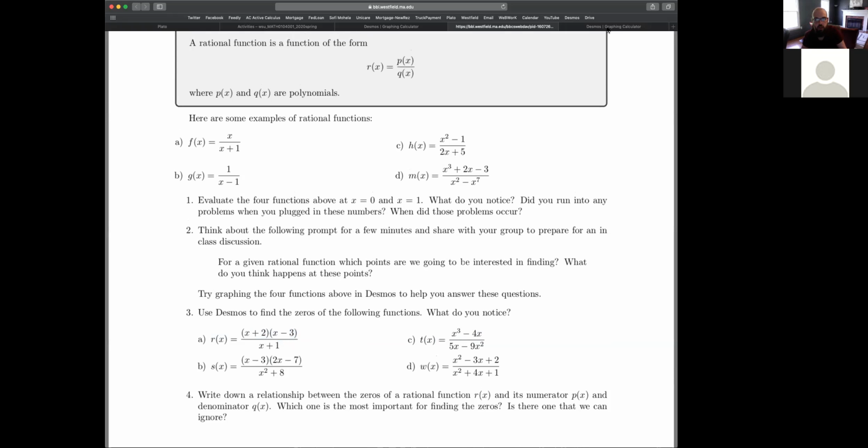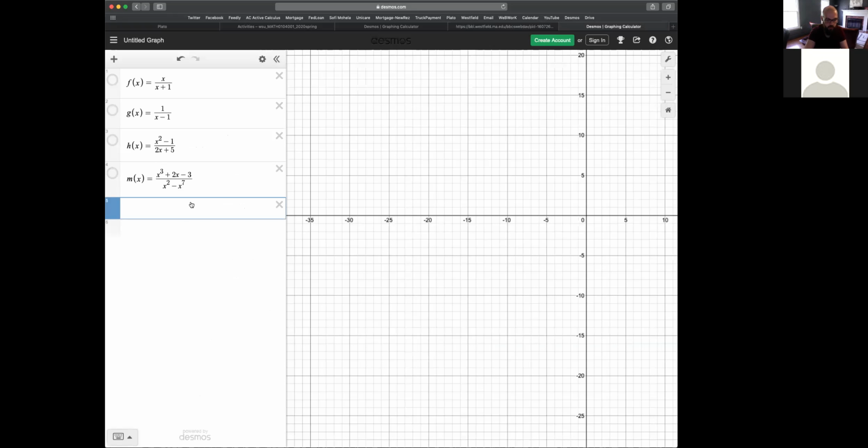So let's go ahead and take a look. So (x plus 2)(x minus 3) over x plus 1, right? (x plus 2)(x minus 3).